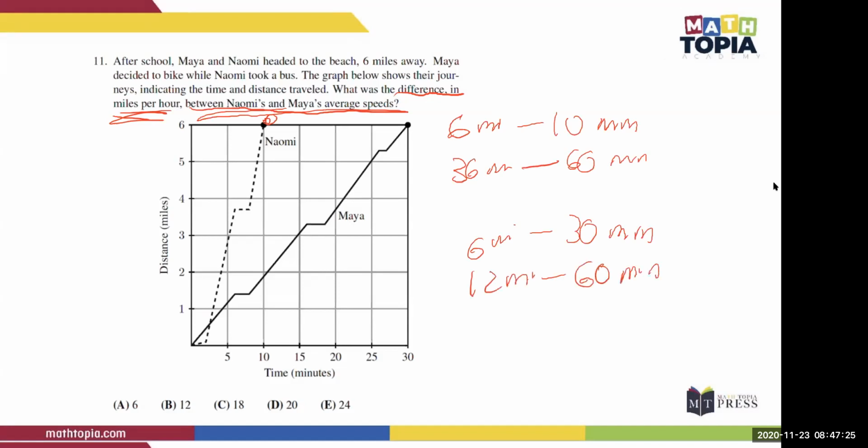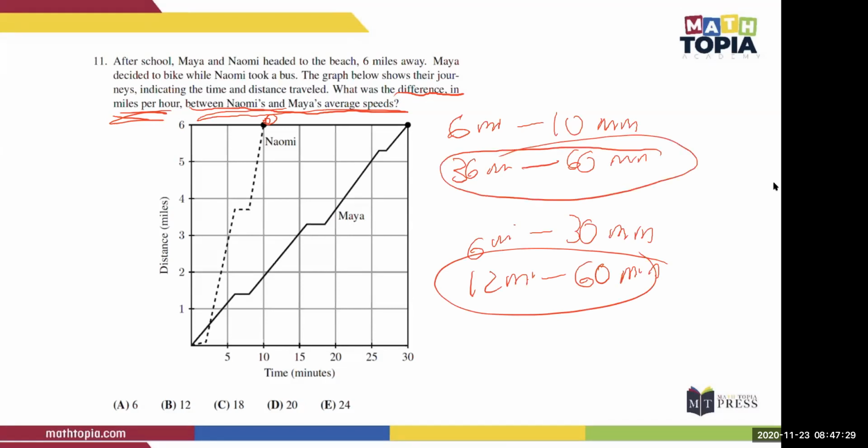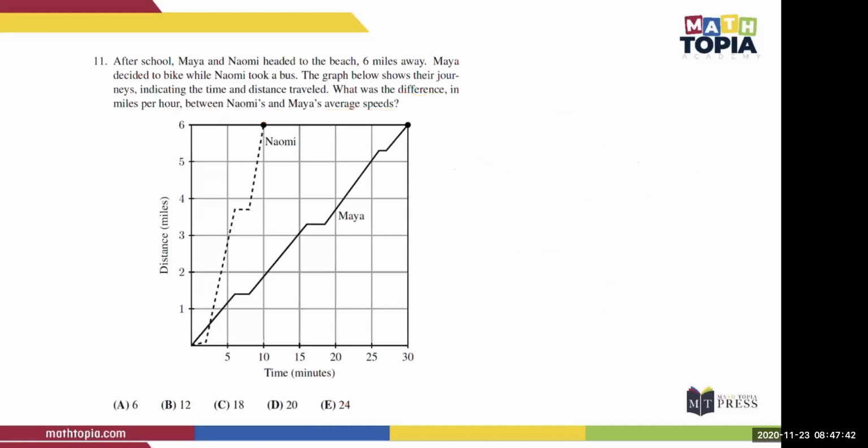So these are the girls' average speeds. Now we find the difference. Naomi's was 36 and Maya's was 12. So we do 36 minus 12 equals 24. Yep, that was problem 11.